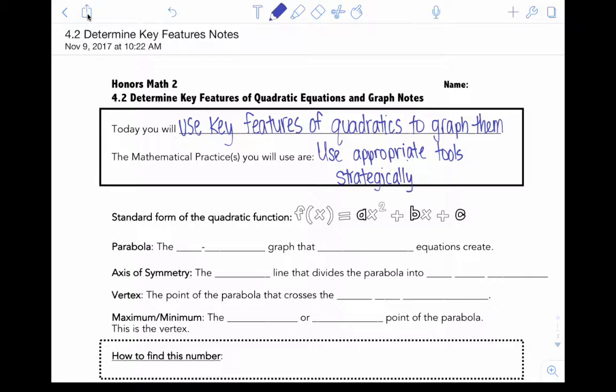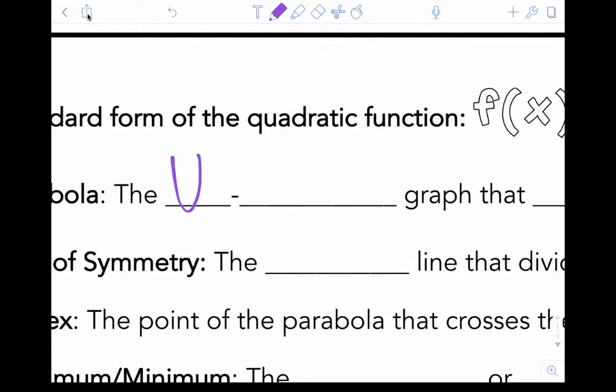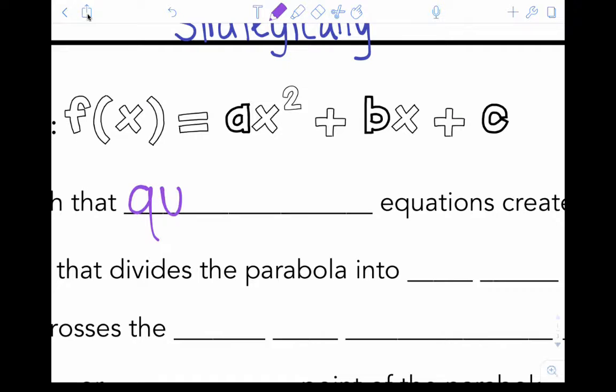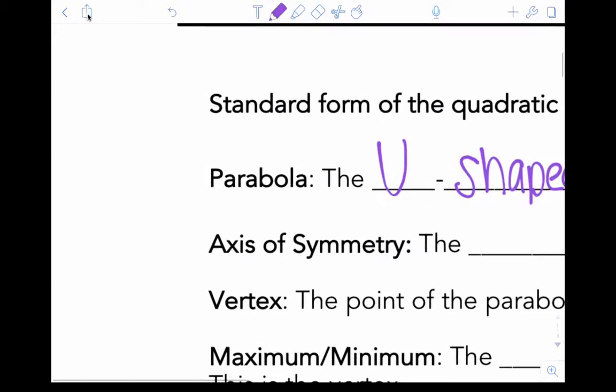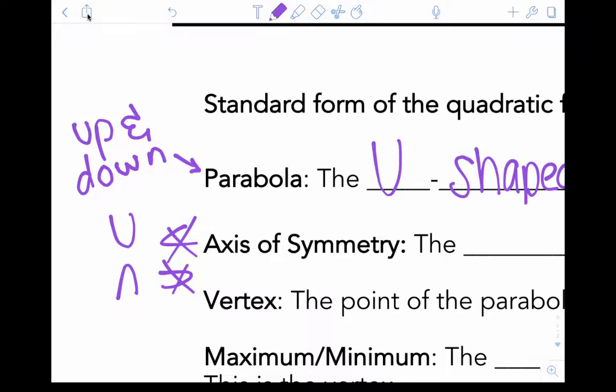So first thing, make sure we really have a good understanding here. A parabola, that's the name for the U-shaped graph that quadratic equations create. So whenever we graph a quadratic equation, it always creates that U-shaped graph. Now a reminder that that is only up and down. So the U-shaped graph only is up and down. They're never side to side.